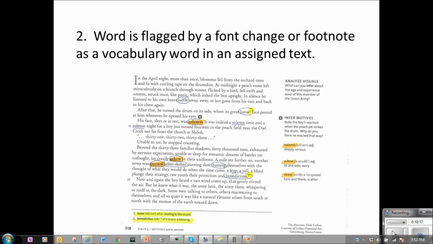And that leads us to our second criteria, which is a word might be a good word to choose for your vocabulary journal if it's identified in the text you're reading as a vocabulary word. For example, by putting it in bold font or by having a footnote where it defines it down here. So bold words are defined on the side, footnotes are at the foot of the page. Now, one of those words at the bottom of the page, well, actually both of them, lunar and benediction, turn out to be words that meet our third criteria as well.